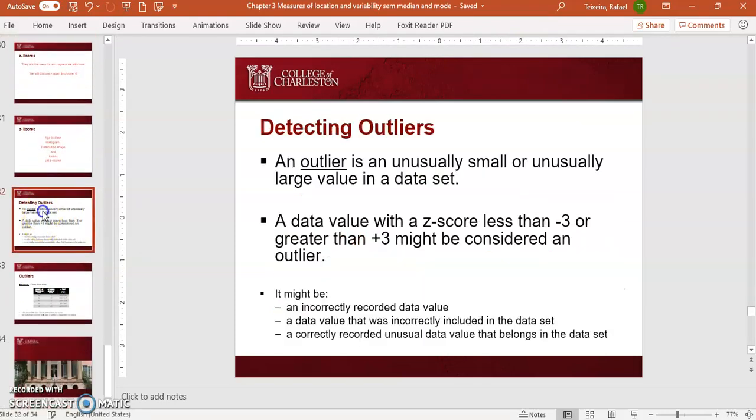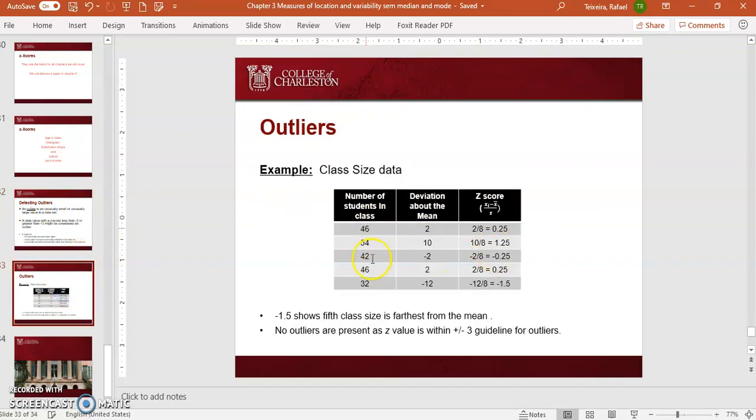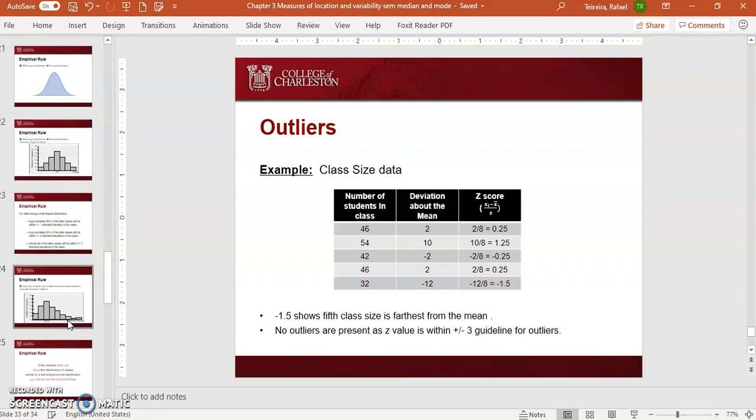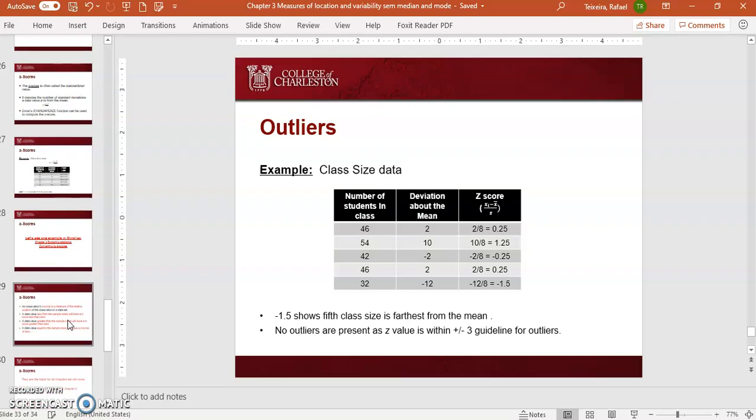And finally, we can use this z-scores idea of how much they deviate of the mean to detect outliers, which is very unusual observations, very small or very high observations in our case. And then again, going back to the case of class size, we don't have any outlier in this case because none of these cases is less than -3 or higher than 3. Okay, so this is the main idea of Chapter 3. So you can understand how to describe a sample and try to understand how the data is distributed. Okay.